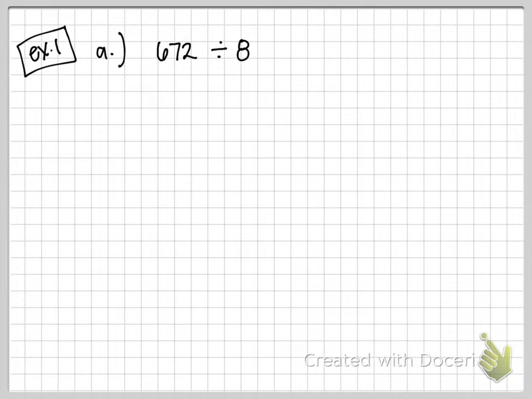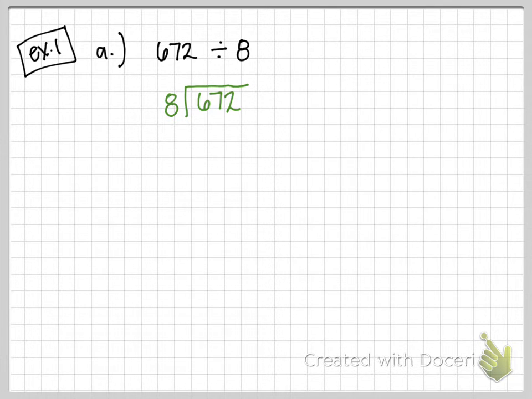All right, example 1 says 672 divided by 8. So we're going to set this up as long division. 672 is my dividend. That goes underneath my long division sign. And my divisor is 8. That goes outside my long division. Okay, then to find my quotient, I just start my long division process.